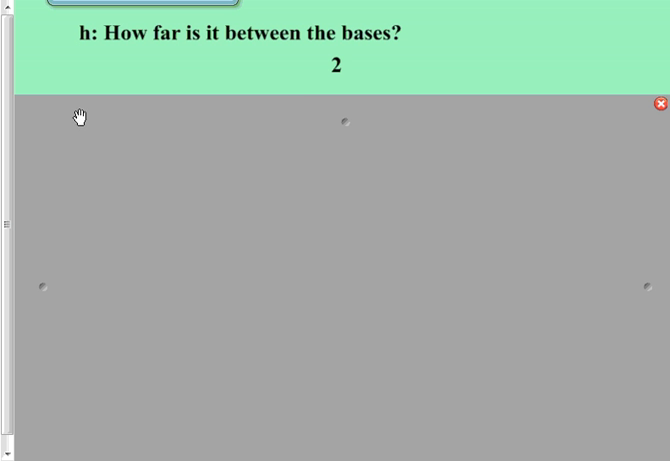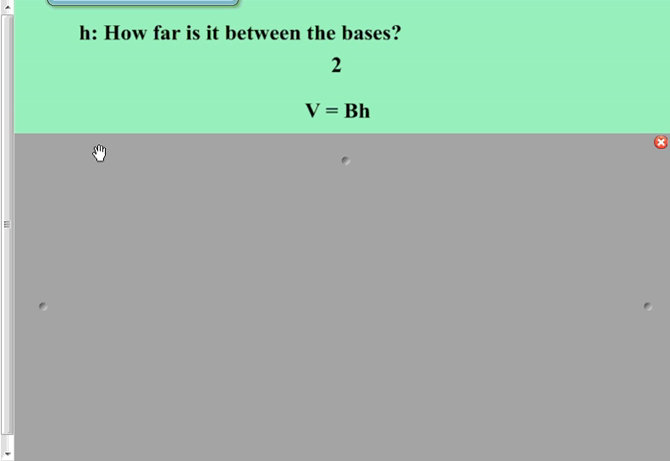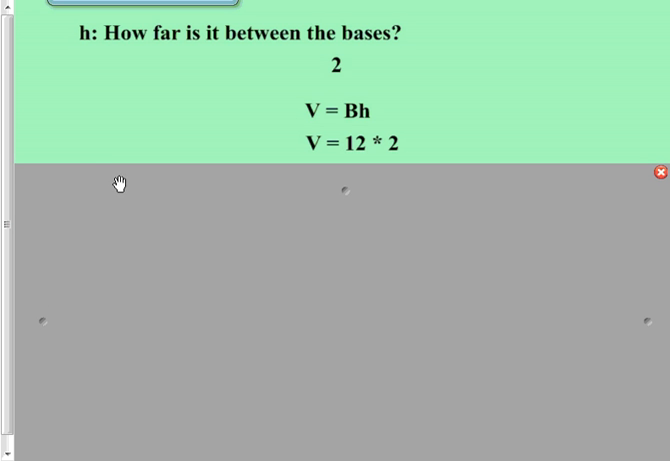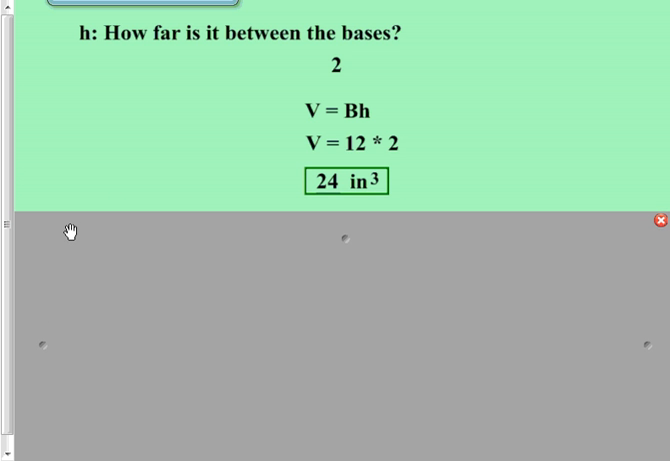And now all we have to do is fill in the blanks in our formula. Volume equals big B little h. Well, on the last screen, we said that the big B calculation, area of the base, was 12, and we discovered that little h was 2. 12 times 2 is 24.